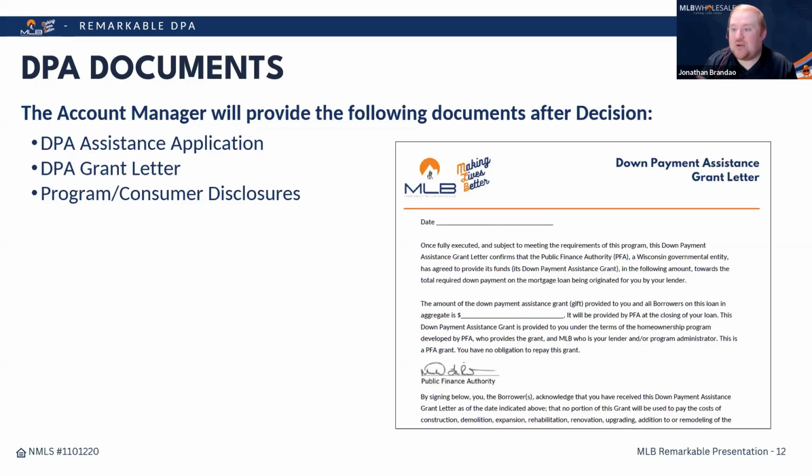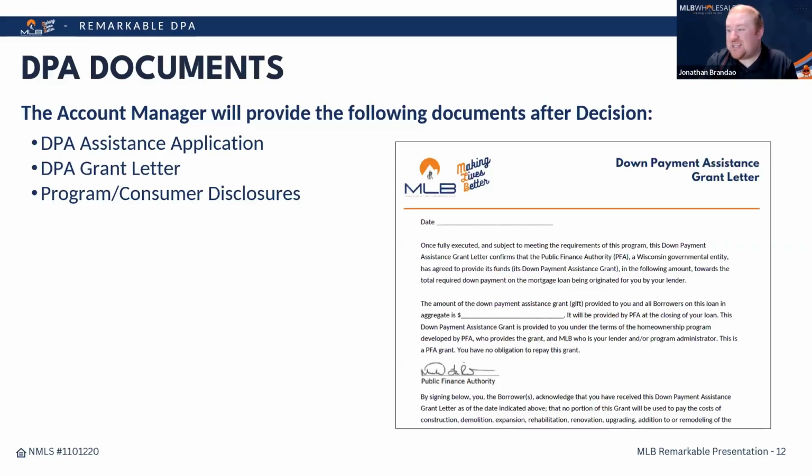When you get your initial underwriting approval, the account manager on our side will provide you with these 3 documents. Once the account manager provides those, you can get them over to the borrower to sign, date, and acknowledge. That includes the application, where those 4 categories come into play and the borrower picks which one they fit within, and the grant letter, which will have the actual dollar amount they're going to receive at closing.